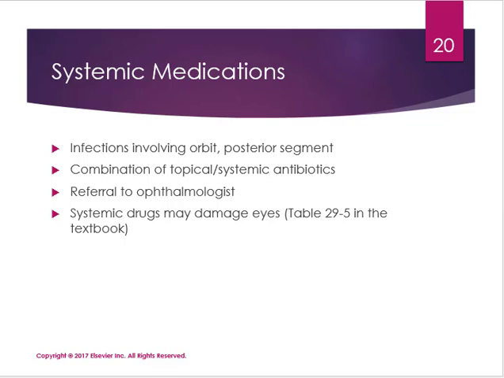Some systemic medicines may be used for infections involving the orbits. You can also have combinations of topical and systemic antibiotics. Those are typically managed by ophthalmologists. And if you look at table 29-5, it will give you more information on some systemic drugs that may damage the eyes.